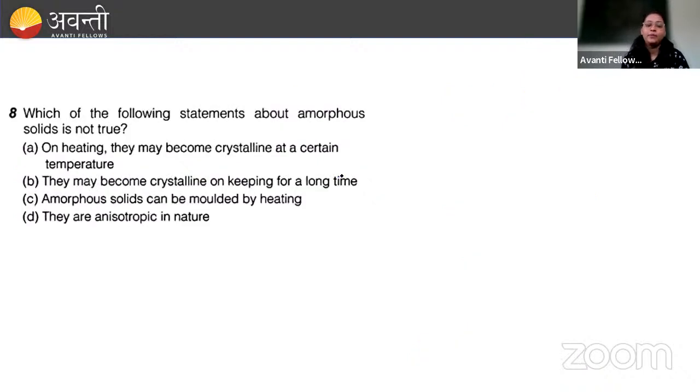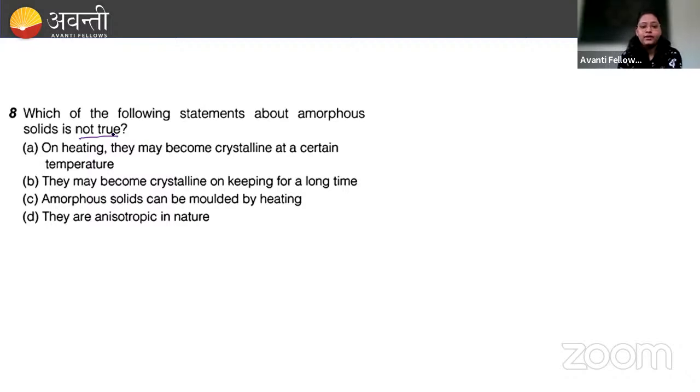Which of the following statements about amorphous solid is not true? So here for amorphous solid, which one is not true? On heating, they may become crystalline at a certain temperature. They may become crystalline on keeping for a long time. Amorphous solids can be molded by heating, and another one is they are anisotropic in nature. So what will be the answer here? Which is not true? Yeah, can you tell me for amorphous substances which is not true? Amorphous solids are what?